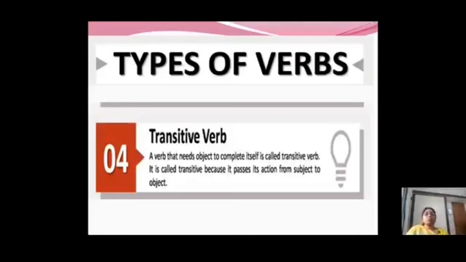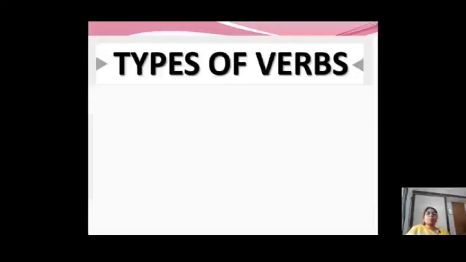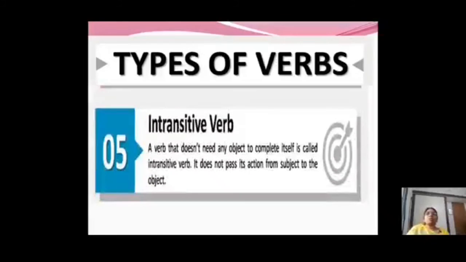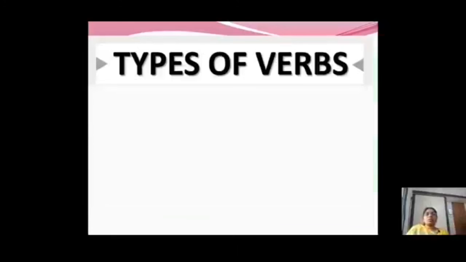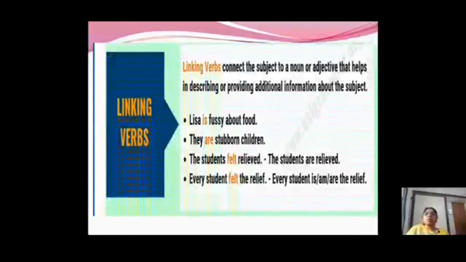Again, just go through the definition. A verb that needs an object to complete itself is called a transitive verb. It is called transitive because it passes its action from the subject to the object. So all actions will be transferred from the subject to the object. For example, guess, what example can you have? Rose is painting the kitchen wall.